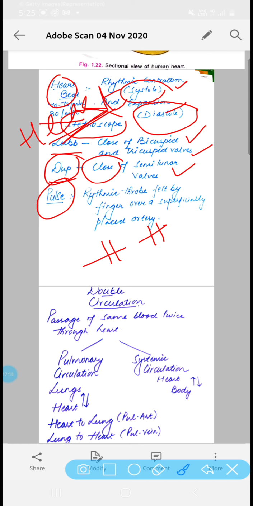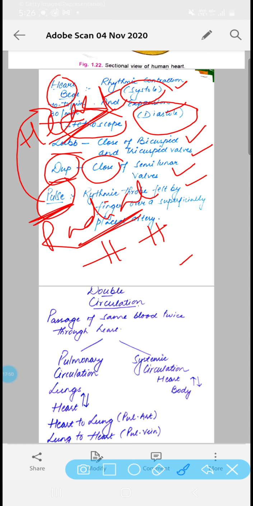The lub sound is low pitched and of longer duration, and the dub sound is high pitched and of shorter duration. Now comes the pulse rate. It is the rhythmic throb that is felt by the finger over a superficially placed artery. ज़्यादातर हम पल्स रेट को रेडियल आर्टरी के थ्रू चेक करते हैं. ओके, जो हमारा थंब होता है बिल्कुल उसके नीचे हमारे रिस्ट रीजन में रेडियल आर्टरी प्रेजेंट होती है. We just touch it with our fingers and we can feel the pulse.